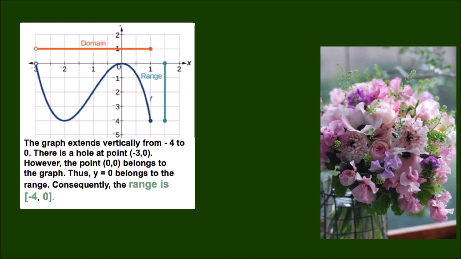The graph extends vertically from -4 to 0. There is a hole at the point (-3, 0). However, the point (0, 0) belongs to the graph. Thus, y equals 0 belongs to the range. Consequently, the range is [-4, 0].